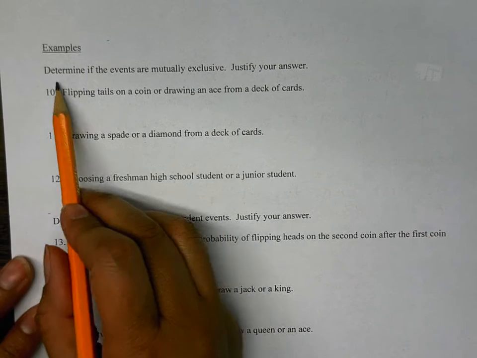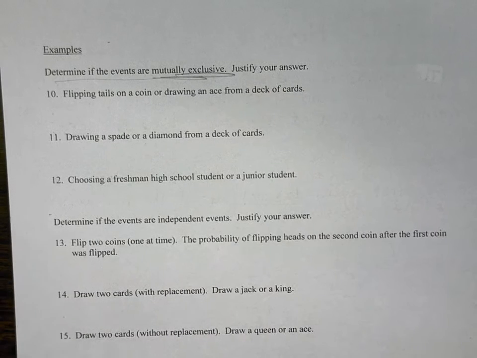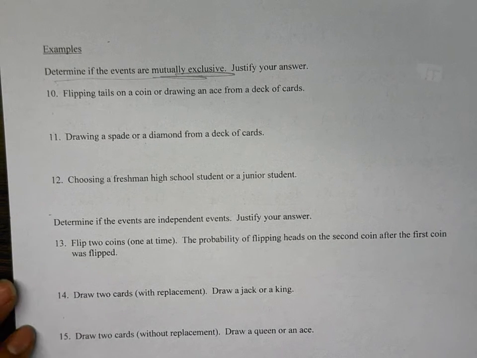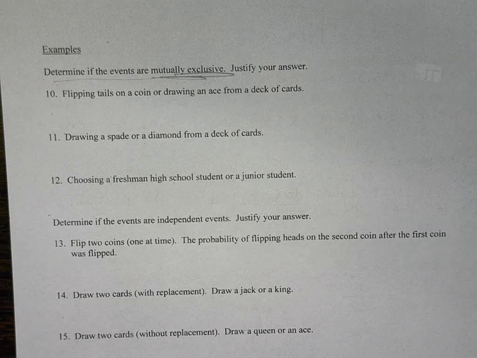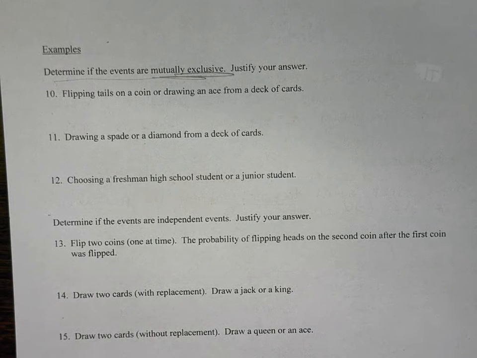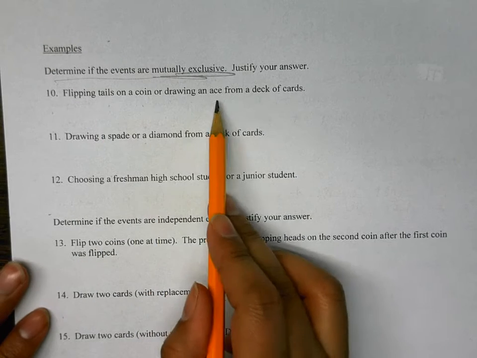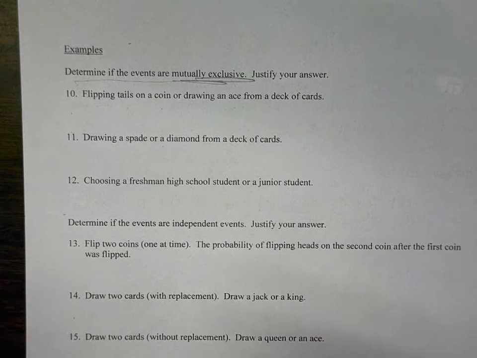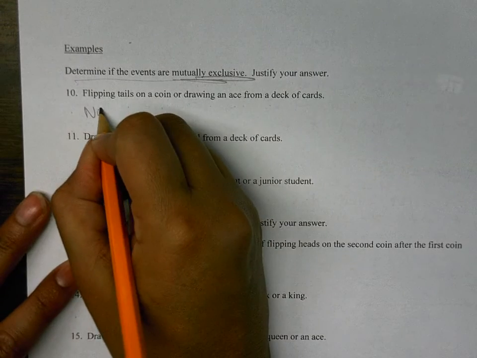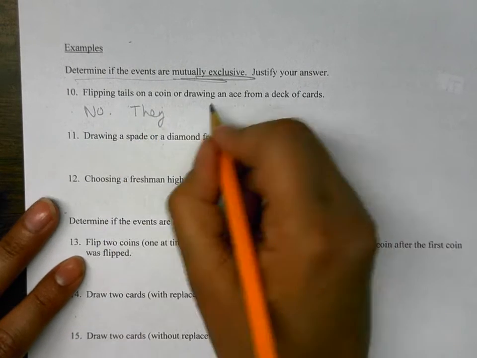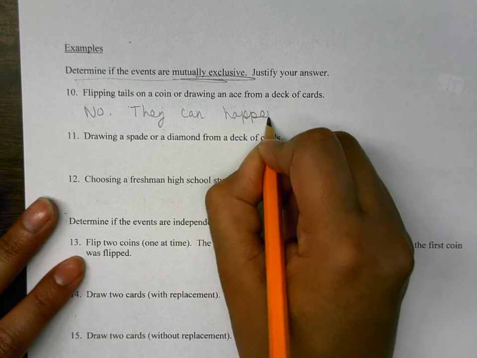Okay, guys. Number 10. Determine if the events are mutually exclusive. Justify your answer. You're flipping a coin: you flip a tails on a coin or draw an ace from a deck of cards. Can those two events happen at the same time? I'm saying it wrong and I apologize. Flipping a tails on a coin or drawing an ace from a deck of cards. Two separate things. I'm going to help you out with this one. It is no. They are not mutually exclusive because they can happen at the same time.